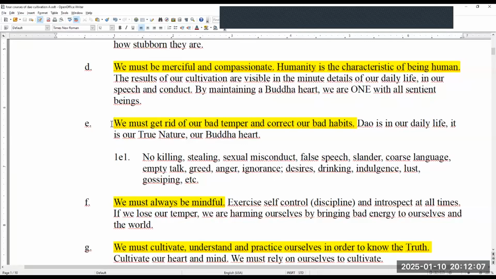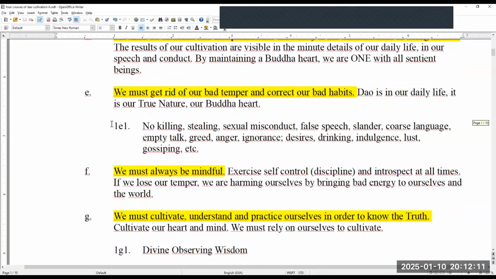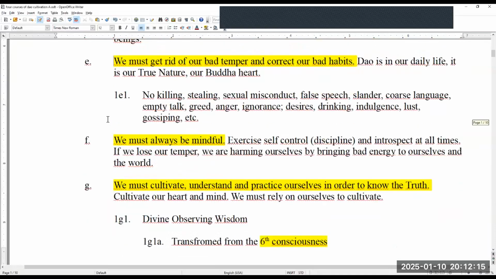A Buddha. Okay, so we must get rid of our bad temper and correct our bad habits, because after all, those are the things that we have accumulated through our various cycles in life, so to speak, or through our karmic past. These are things that we really didn't have within our Buddha nature or true nature. Those are things that we accumulated, and through these accumulations, it becomes what we have now as a human in this physical body. So we need to hopefully get rid of it or relinquish it, so that it does not get obstructed through our actions and thoughts, so that we can manifest our true nature or our Buddha nature. Okay.